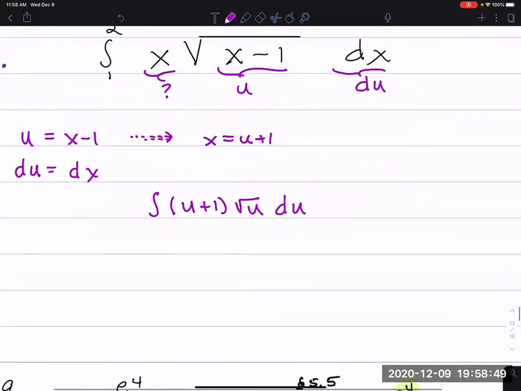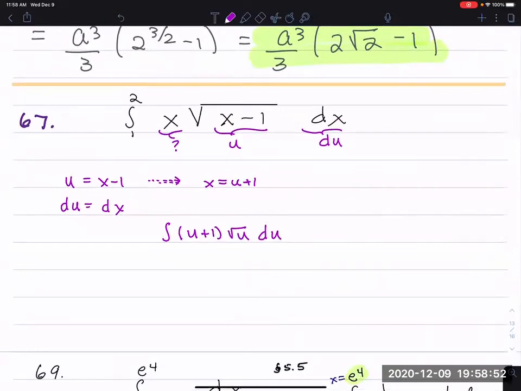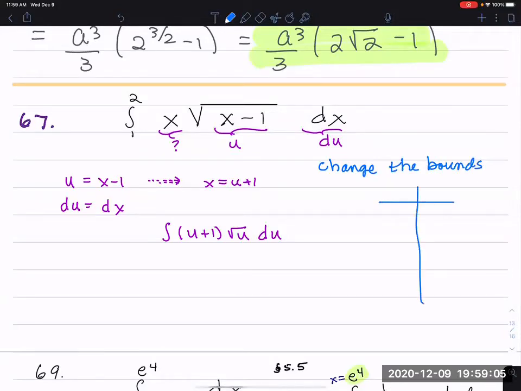I am going to change the bounds. So let me write that somewhere on the side here. I'll change the color here. Change the bounds. I think this time I'm going to make a little T table or something. I have x and u is equal to x minus 1. So I'll put in the lower bound 1, and then I'll put the upper bound 2. So when x is equal to 1, u is 1 minus 1, which is 0. When x is equal to 2, u is 2 minus 1, which is 1.